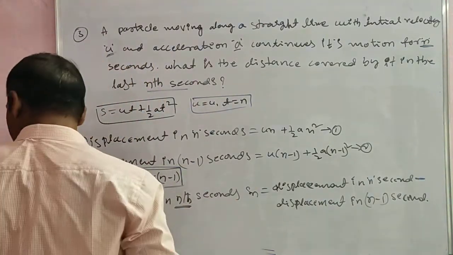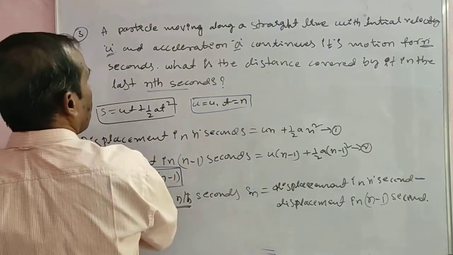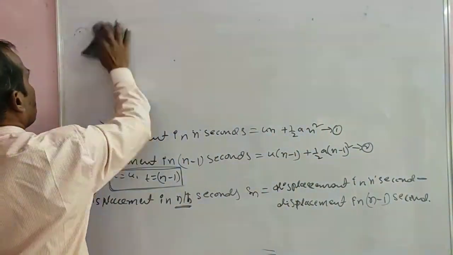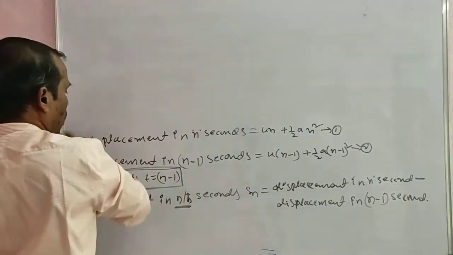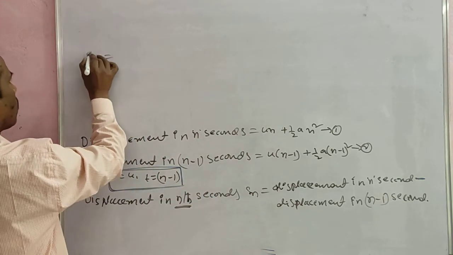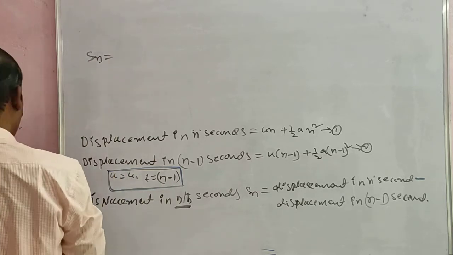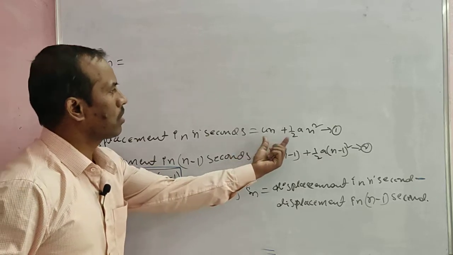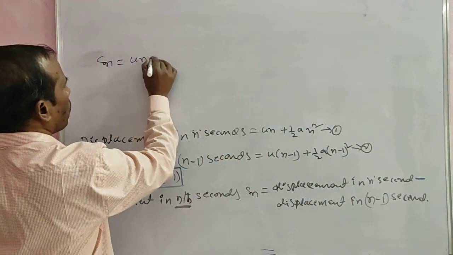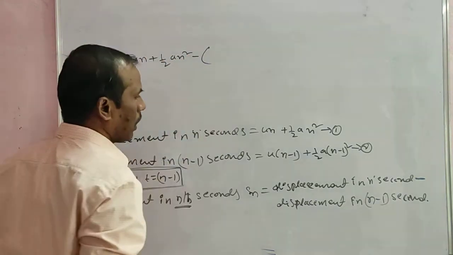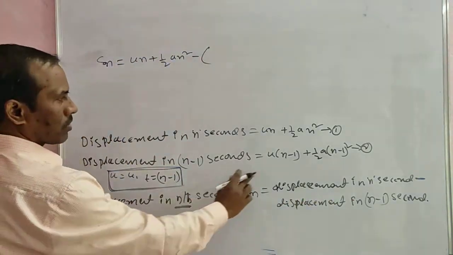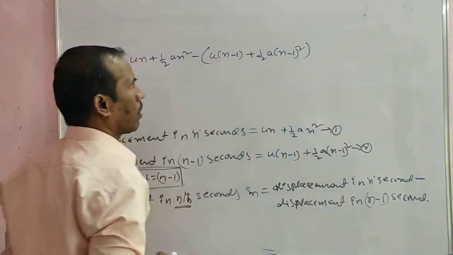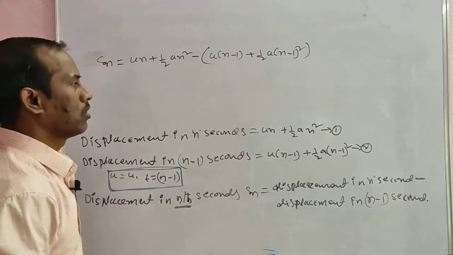That means, note this one first of all. Now, in the nth second, Sn is equal to the displacement in n seconds formula, which is equation one, un plus 1 by 2 a n square, minus equation two, the displacement in n minus 1 seconds, which is u into n minus 1 plus 1 by 2 a into n minus 1 whole square.